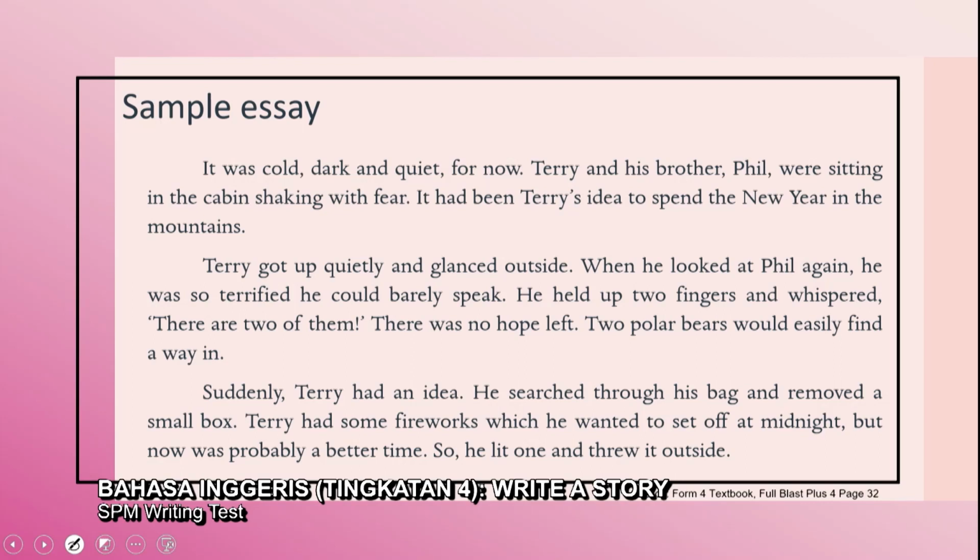Suddenly, Terry had an idea. He searched through his bag and removed a small box. Terry had some fireworks which he wanted to set off at midnight, but now was probably a better time. So he lit one and threw it outside.